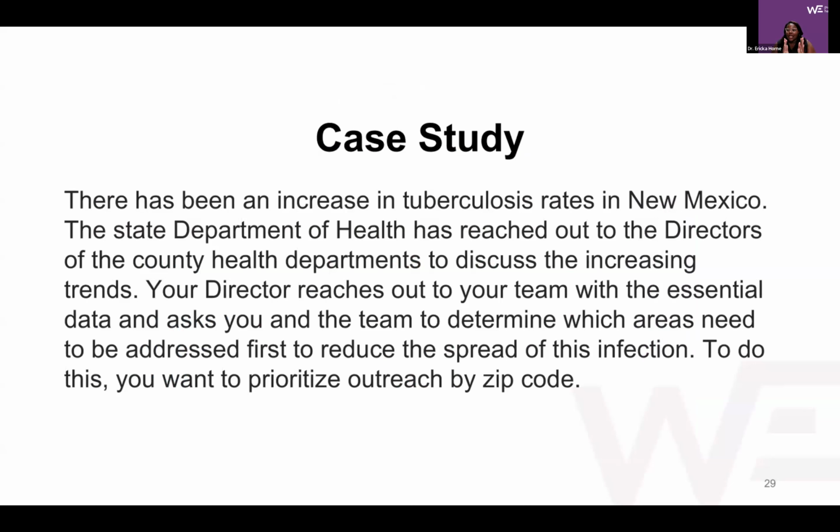And your director has come to you and they want you and your team to determine which areas need to be addressed first to reduce the spread of the infection and mitigate all that's going on. So to do this, you're going to want to prioritize your outreach by zip code. So your zip code file that you received in your email, you should have that.